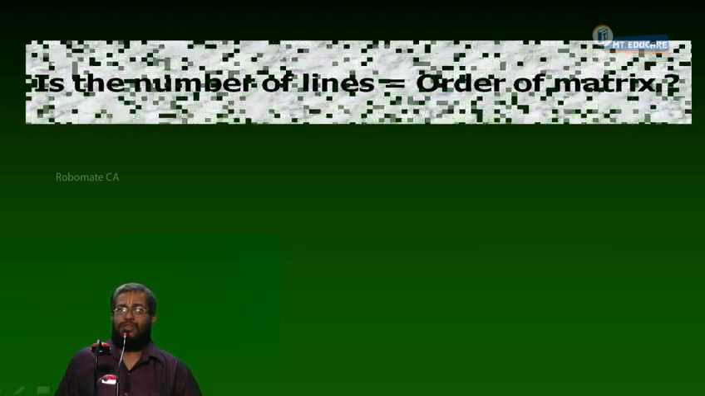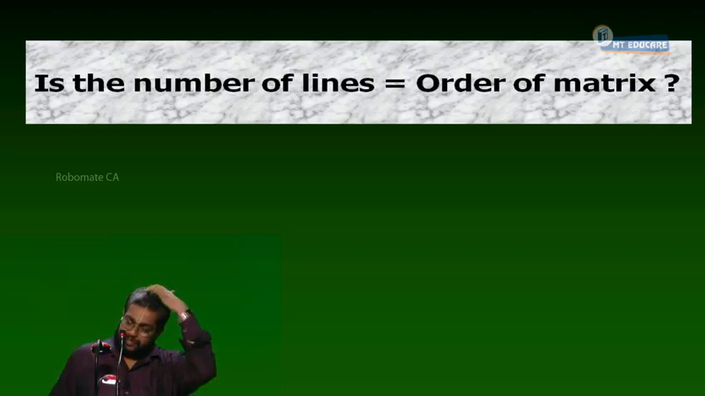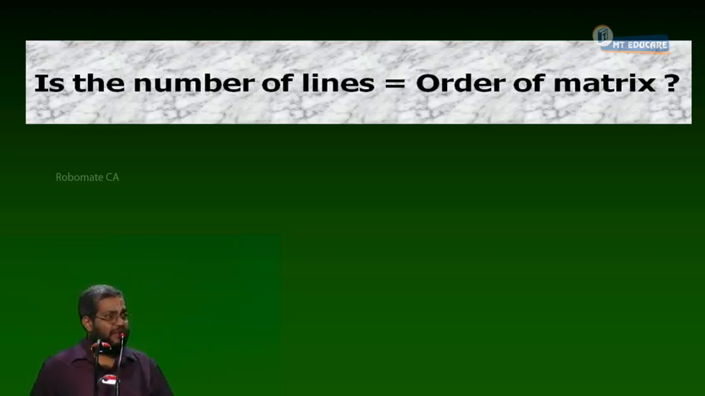Step 4: is number of lines equal to order of matrix? Number of lines is equal to 3. Order of matrix is equal to 4 by 4. What is there? Degeneracy. There is degeneracy. Hence, proceed for improvement.